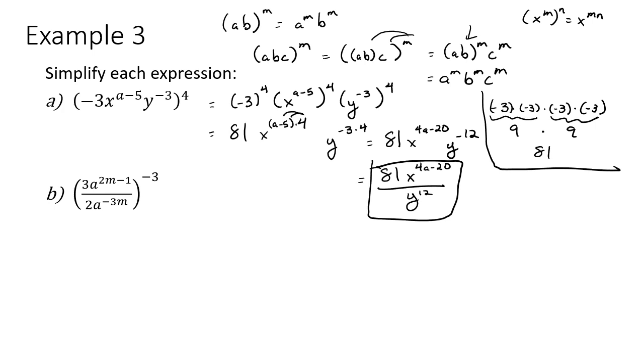Part B combines a bunch of our properties of exponents together. There's a lot going on in this one. The first is that we've got an exponent, or rather a fraction, raised to a negative exponent. So I'm going to start by flipping the fraction on the inside.